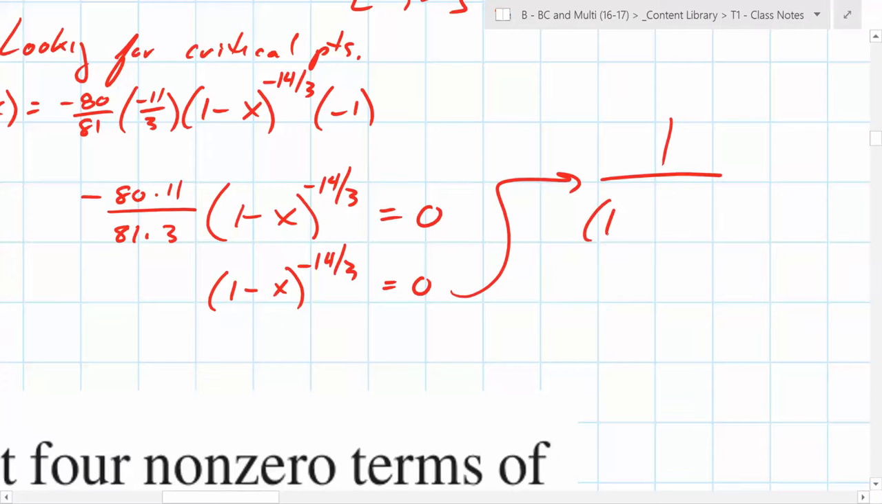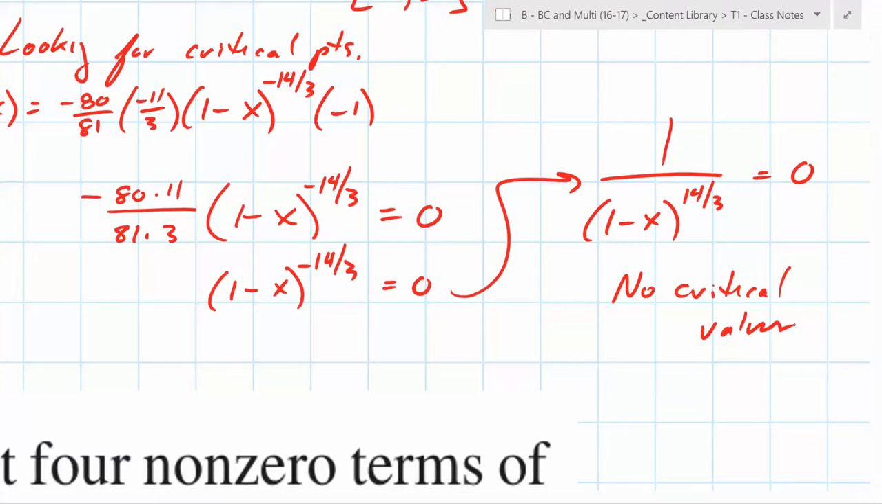1 over 1 minus x to the 14 over 3, right? Is that possible? Can you make a fraction equal 0 if the numerator is always 1? No. So no critical values, right? That means the function either just increases or decreases. So what do you have to test, Annie?